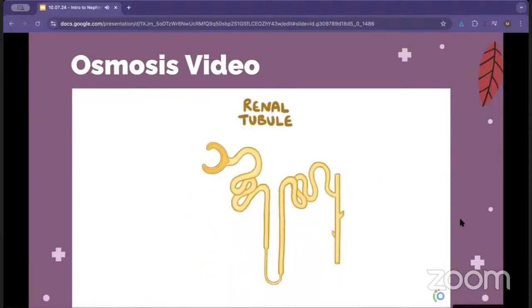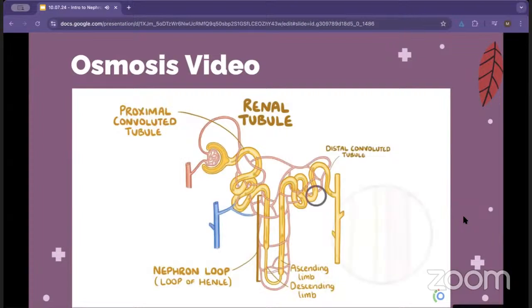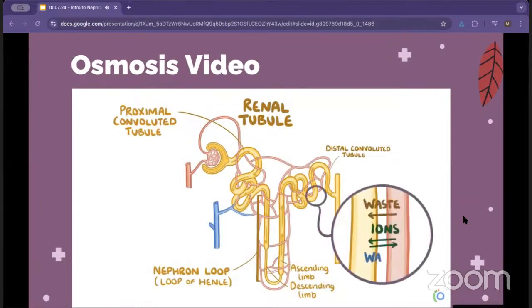The renal tubule is made up of a proximal convoluted tubule, the nephron loop, also known as the loop of Henle, which has an ascending and a descending limb, and finally the distal convoluted tubule. As filtrate makes its way through the renal tubule, waste and molecules such as ions and water are exchanged between the tubule and the peritubular capillaries until blood is filtered of any excess.